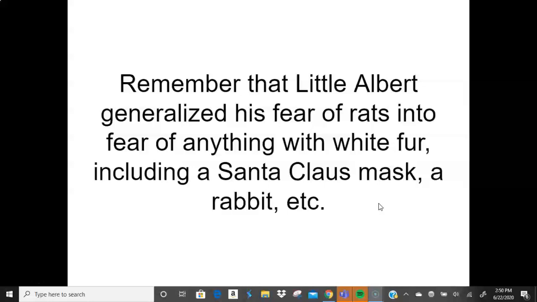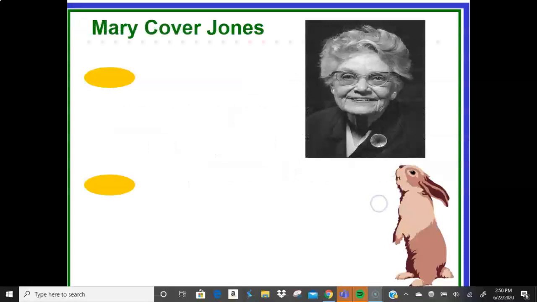Hey, just so you know, little Albert, we do not know the long-term effects of this because unfortunately, he passed away at age 6 of pneumonia. So there were no records of what happened with little Albert afterwards.